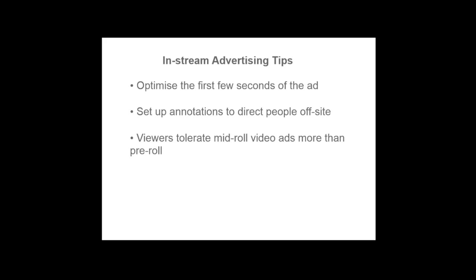Another tip is perhaps cut up a longer display type advert. So where you've got, say, a 1.5-minute advert, cut a smaller version, and then use that for an in-stream one. Obviously, you want to set up annotations on your video to direct people off-site, or perhaps onto another platform like Facebook, where they can share the video and then more people will see it.